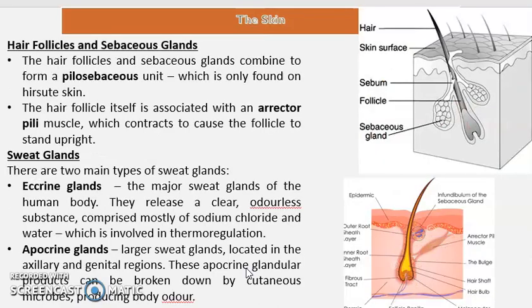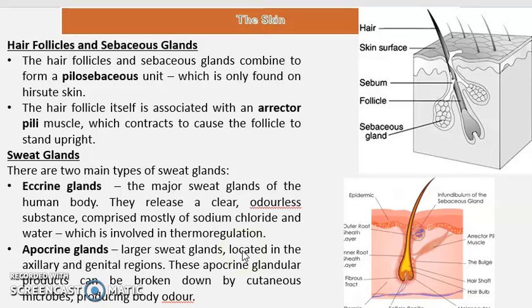Hair follicles and sebaceous glands. The hair follicles and sebaceous glands combine to form a pilosebaceous unit, which is only found on hirsute skin. The hair follicle itself is associated with an erector pili muscle, which contracts to cause the follicle to stand upright.